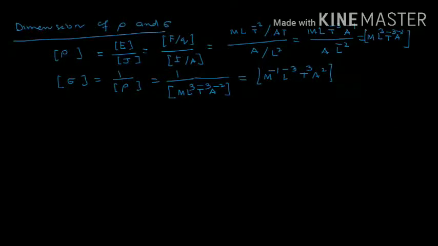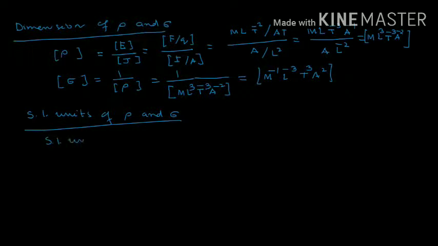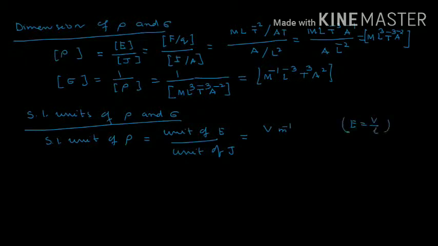Now SI units of rho and sigma. SI unit of rho is unit of E divided by unit of J. Unit of electric field intensity is volt per meter, since E equal to V by L. And unit of J is I by A, so unit of J is ampere per square meter.